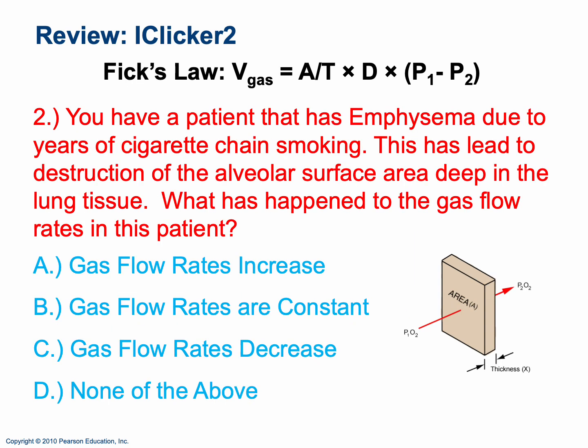Number 2 for review, again, focusing on Fick's law. So let's suppose you have a patient that has emphysema due to years of cigarette chain smoking. This ultimately has led to a destruction of the alveolar surface area, deep in the lung tissue. What has happened to the flow rates in this patient? So what would be the correct answer here?